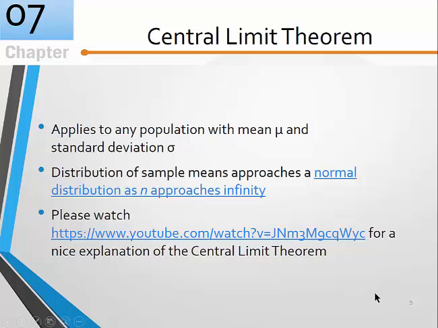Let's look at a short video with a nice explanation of the central limit theorem.